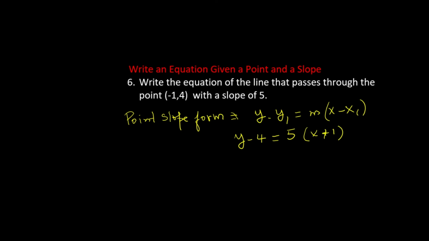Next, we convert this into slope-intercept form. Distribute the 5. 5 times x is 5x, and 5 times 1 is 5. Now we have y minus 4 equals 5x plus 5. To finish, add 4 to both sides. That gives us y equals 5x plus 9.